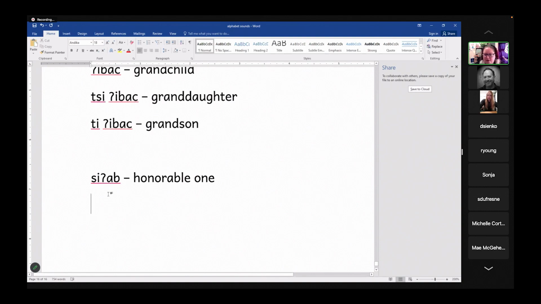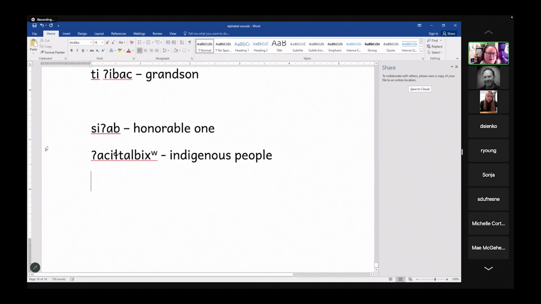But you can use it for somebody that you greatly admire. Atsich tabiu. Indigenous people, but we also use it just for people in general. Si'ab, si'ab, atsich tabiu. Let's split that up a little bit because that's one heck of a word. Atsich, tal, biu. Atsich tabiu.